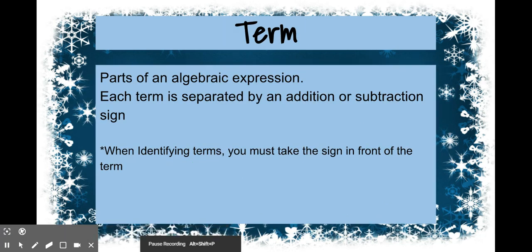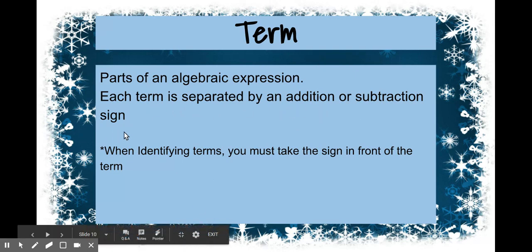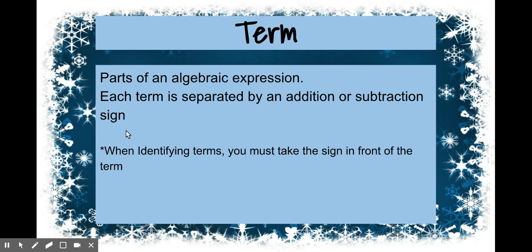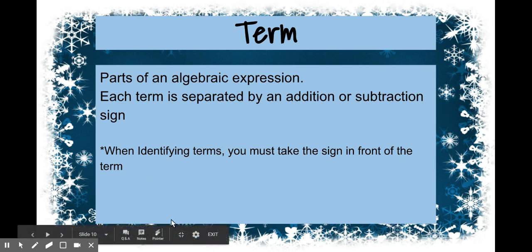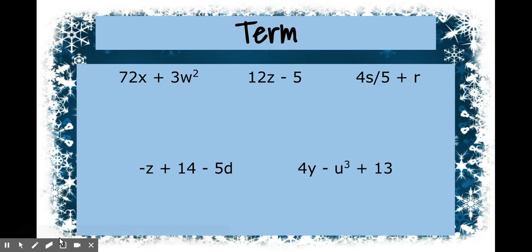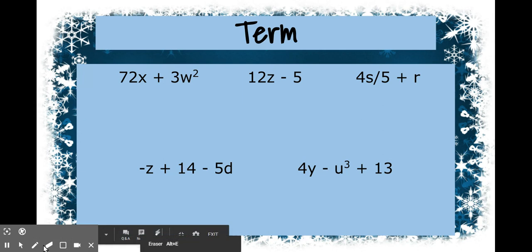Our last vocabulary word is the word term. A term is a part of an algebraic expression. The way to identify how many terms are in an expression or what the terms are is each term is going to be separated by an addition or a subtraction sign. Just like constants and coefficients, it's important to pay attention to the sign in front of each term. So let's take a look at some examples.